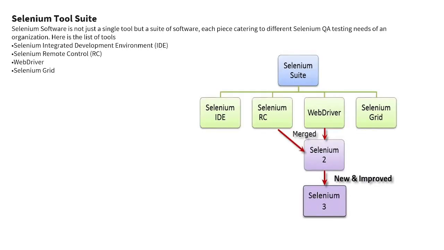Then next is the Selenium tool suite. You can see in this diagram what the Selenium suite looks like. It consists of Selenium IDE, Selenium RC, Selenium WebDriver, and Selenium Grid. Previously we used to use IDE and RC. Now the updated version of WebDriver is known as Selenium 2. Next is Selenium 3. Now they have launched Selenium 4 as well.